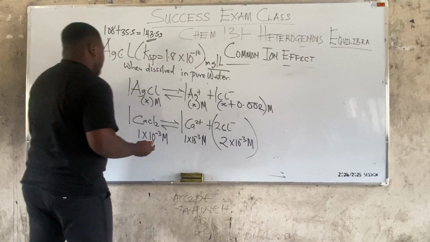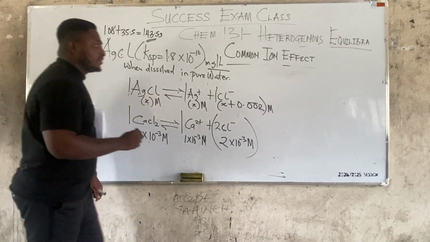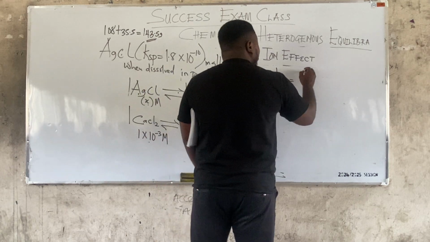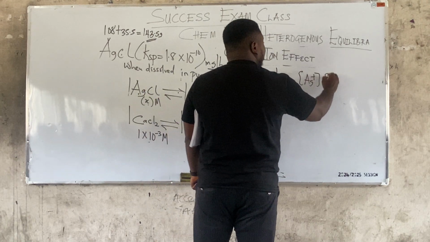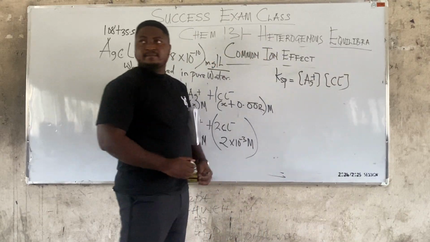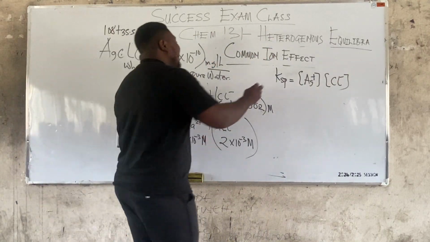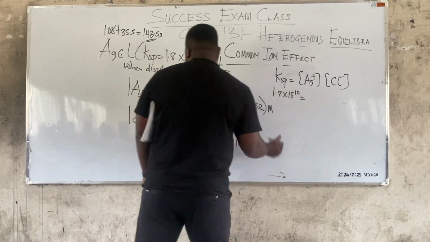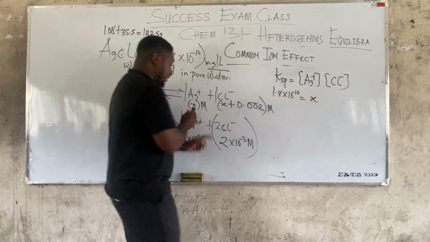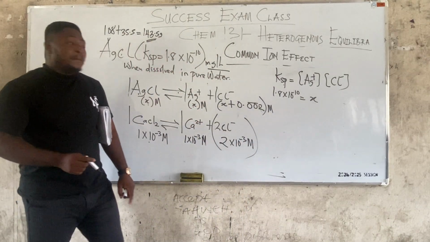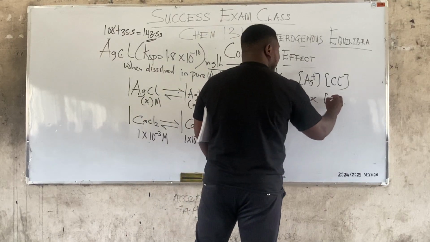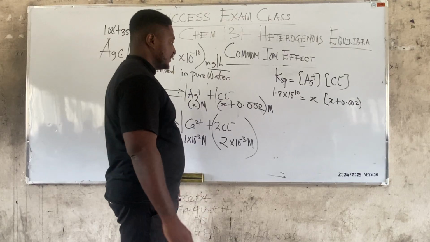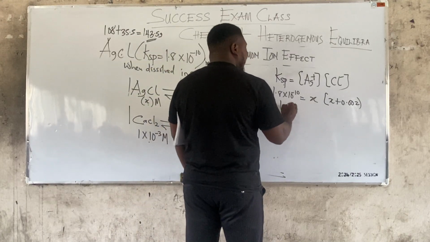You know, class, what would now be the Ksp of AgCl? The Ksp of AgCl is the concentration of Ag plus times the concentration of Cl minus. What is the Ksp of AgCl? 1.8 times 10 raised to minus 10. What is the concentration of Ag plus? X. But what is the concentration of Cl minus? X plus 0.002. So this is 1.8 times 10 raised to minus 10.